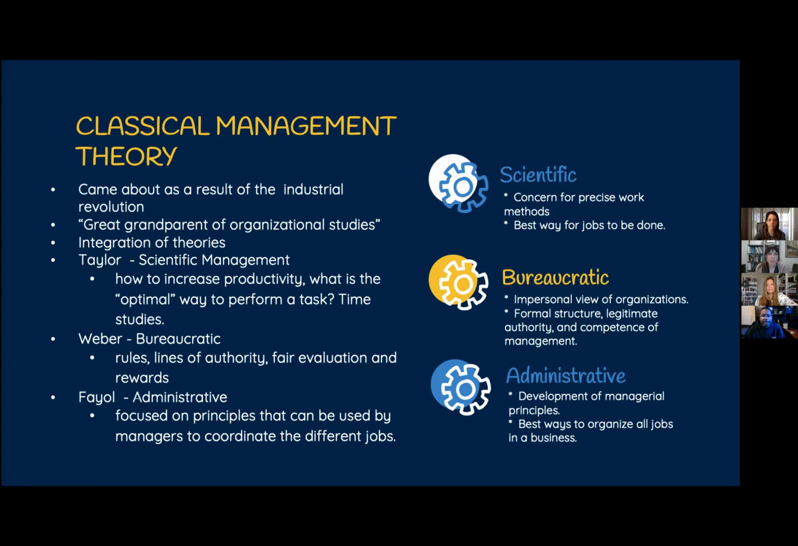Fayol brought us the administrative branch, which argues that the focus of management should be on how an organization is structured and how individuals are organized to accomplish their assigned tasks. So we have these three branches. When you put them together, you start to observe how these different levels of management play into one another. And we have systems theory.